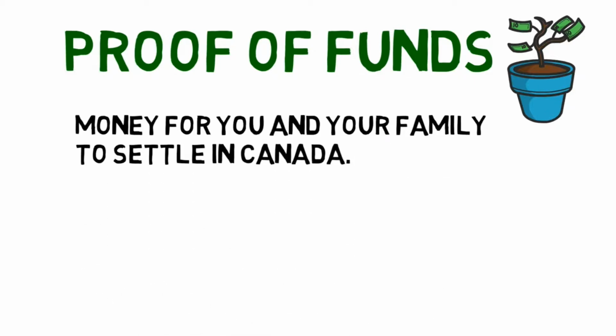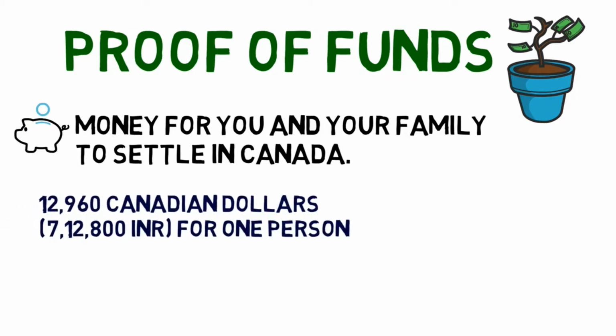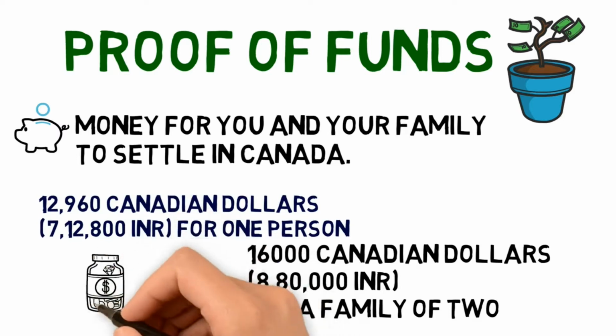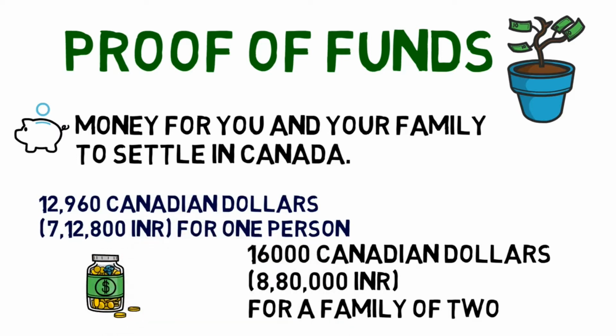Apart from these charges, you need to show proof of funds for your application. Proof of funds is the amount of money that you will need to show for the Express Entry application. You must show that you have enough money for you and your family to settle in Canada, and this amount varies with the number of family members coming to Canada. Currently, it is 12,960 Canadian dollars for one person and around 16,000 Canadian dollars for a family of 2. This is the amount that you will keep in your bank account to manage your initial days in Canada. You need to show this amount, but this money stays with you.